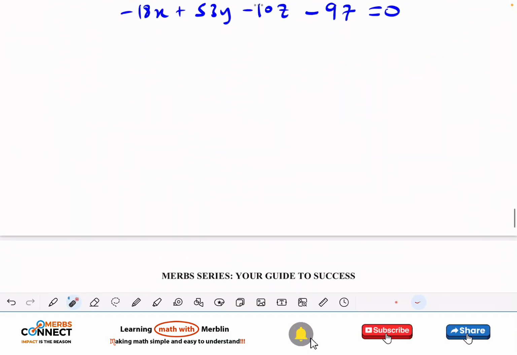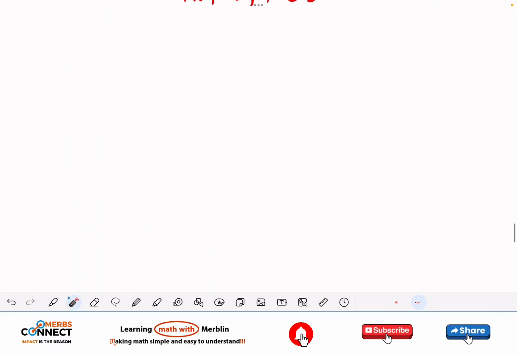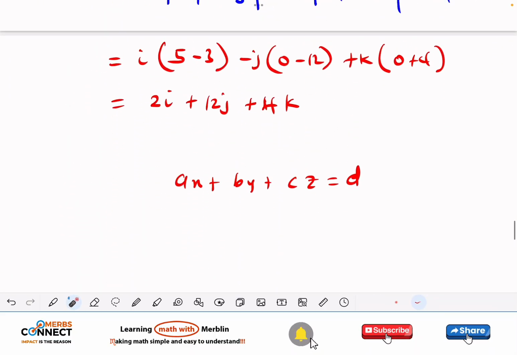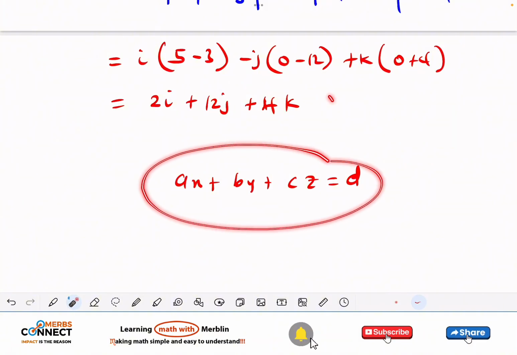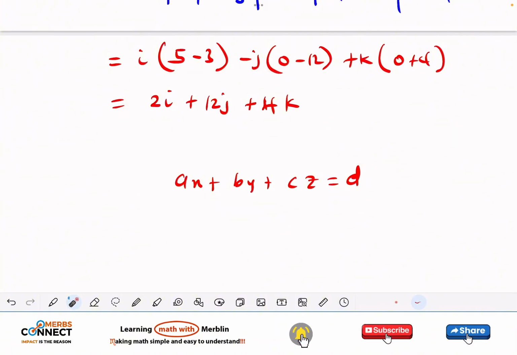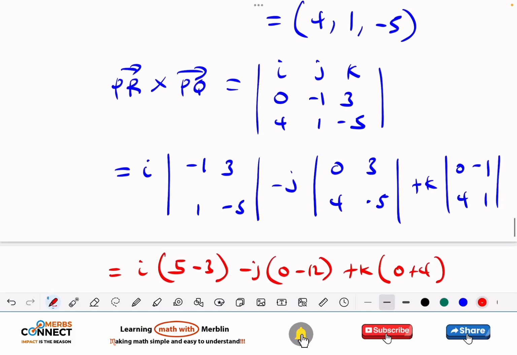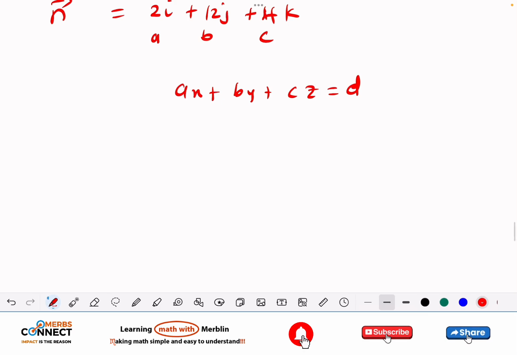So what did we get to? Question 14. Good. So now when you compare this, this becomes the normal vector, because now this is our A, B, and C, because this is the normal vector whenever you do the cross of two vectors. So A is 2, so I'm going to have 2x plus 12y plus 4z is equal to d.